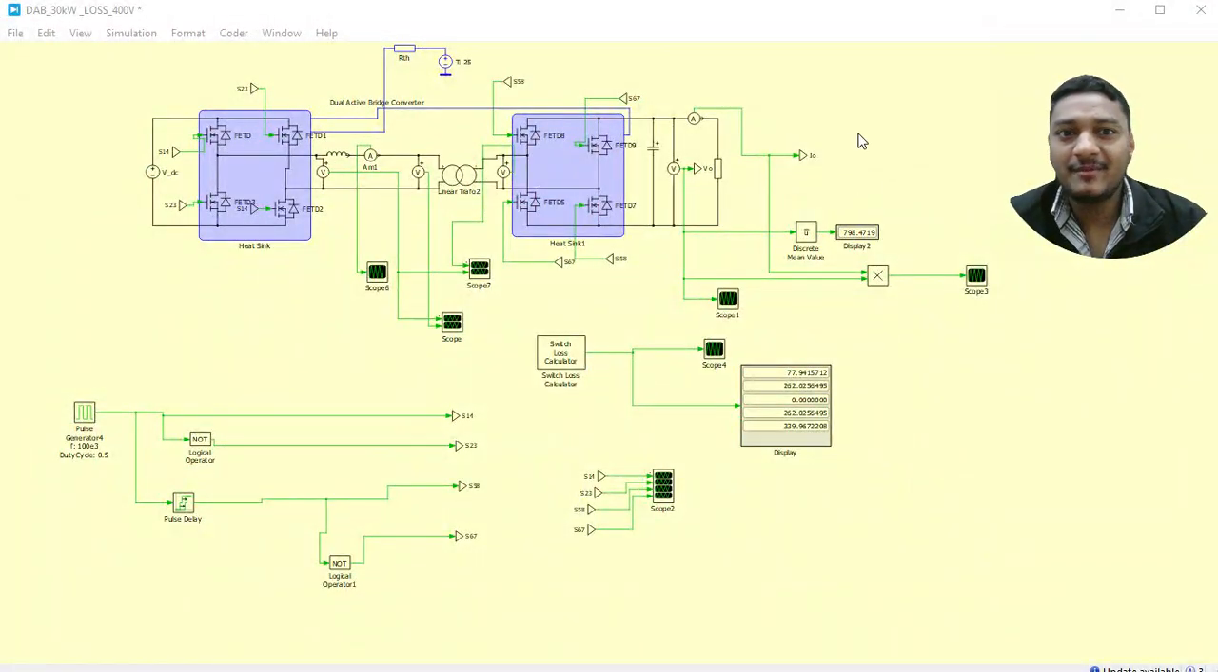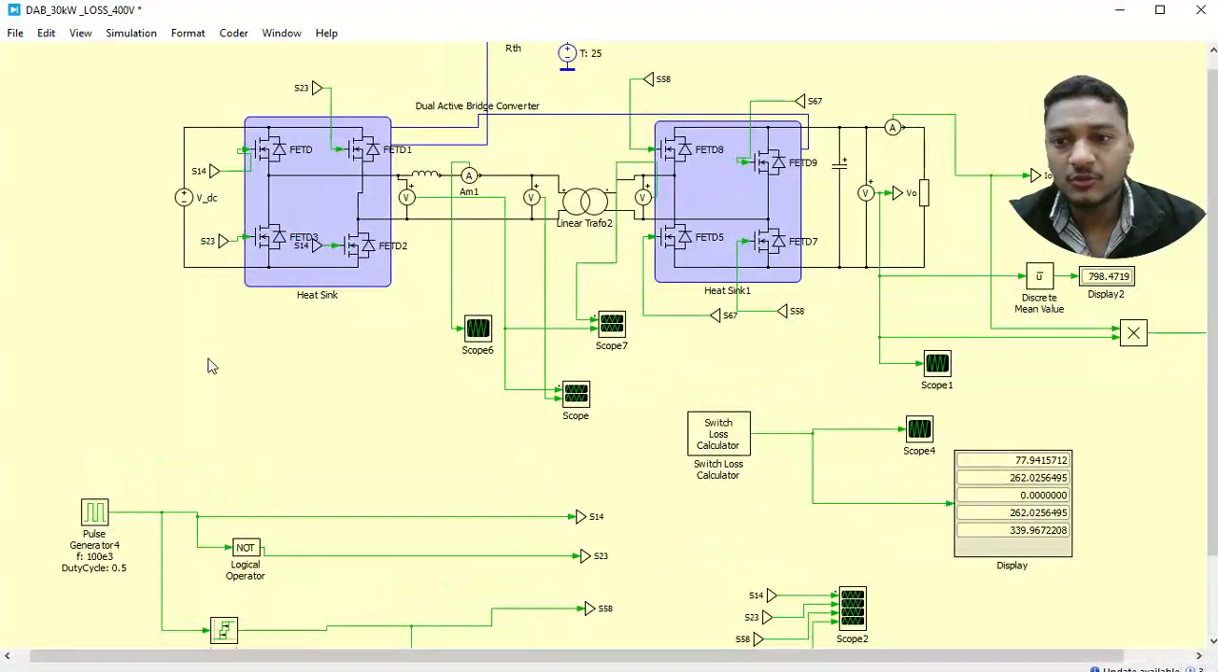So here I am in my PLECS model. If you know about the PLECS environment, then maybe I don't need to discuss this. But for those who don't know about PLECS, it is similar to MATLAB. Mostly thermal kind of simulation you can do in PLECS, and if you wanted to analyze the losses, then you can use this software. Its interface is exactly similar to MATLAB.